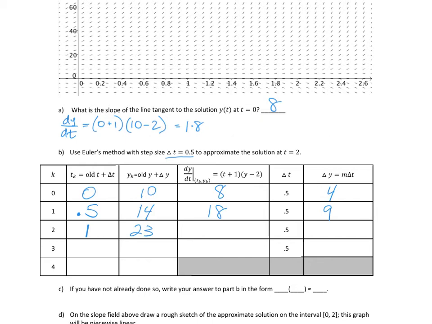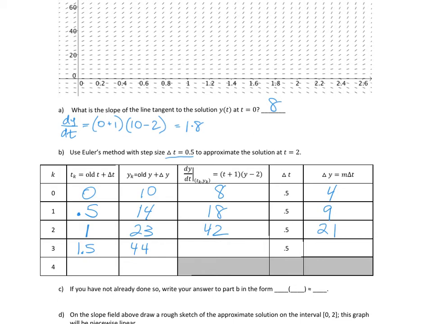Now I'm going to plug into the formula for dy/dt. t plus 1 is 2. 2 times 23 minus 2 is 21. So 2 times 21 is 42. 42 times a half is 21. New t, 1.5. New y, 23 plus 21 is 44.